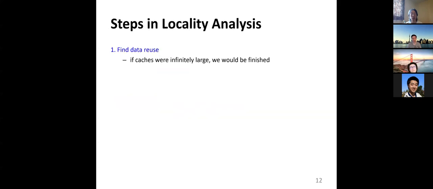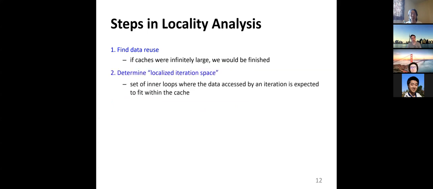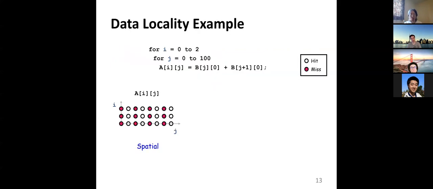Okay, let's look at locality analysis. You're more or less familiar with that, because locality analysis is the same as our old topic, finding data reuse. Essentially, if caches were infinitely large, we'd be finished. But because they're not infinite, we need to determine the localized iteration space and set up inner loops where the data accessed by an iteration is expected to fit within the cache. This is how we deal with the finite capacity of caches. The way we find locality is the intersection between reuse and the localized iteration space. They take cache capacity into account, and that's the locality.